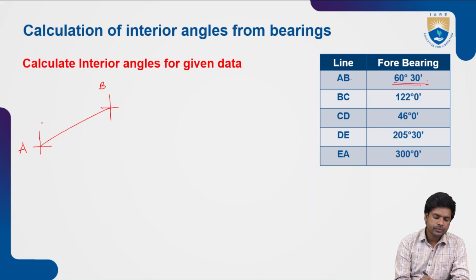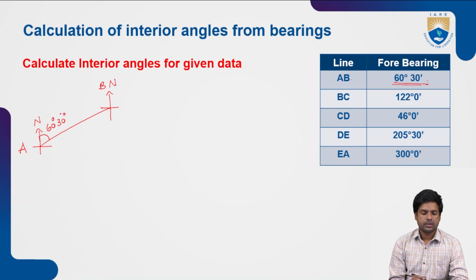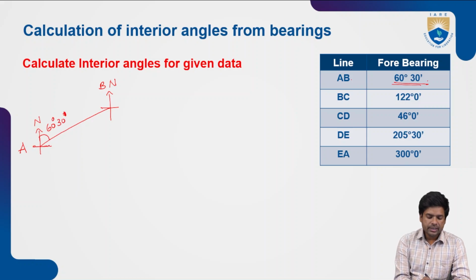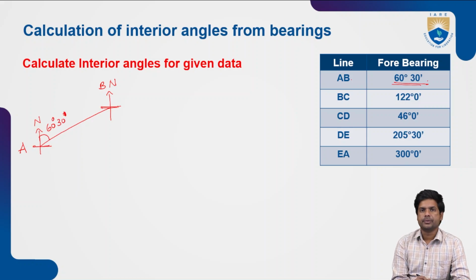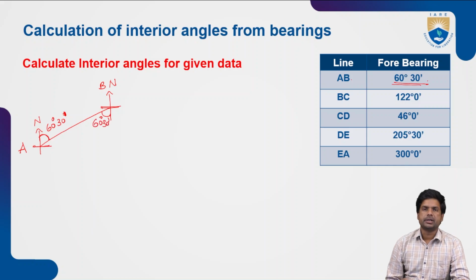Now this is the north, and here also you can mention it as north. The fore bearing is 60 degrees 30 minutes. Now see, this line and this line are parallel, so this angle will be equal to this angle. That means the angle is 60 degrees 30 minutes.